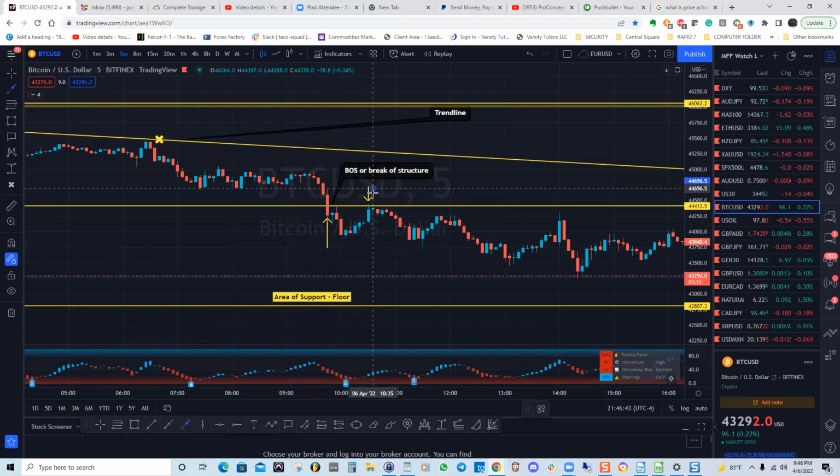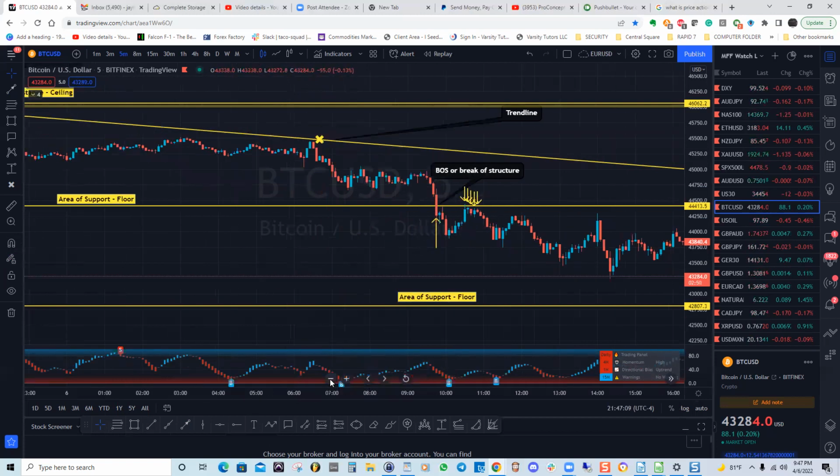There's 2, 3, 4, 5 right there, right? 5. The little red candle to the left here, move it over a little bit like that. That's 5 candles that retested this area here. So this here is another form of rejection.